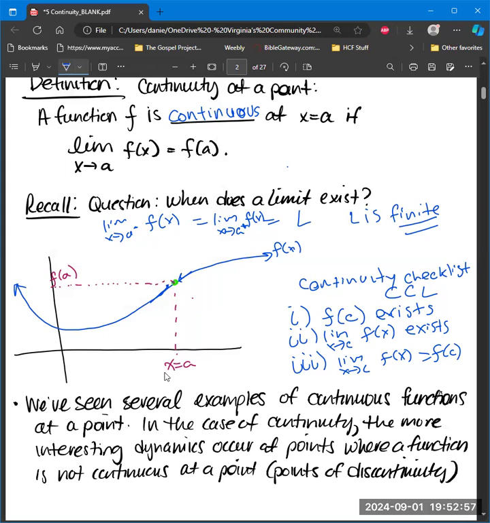So this part of the graph right around a, I'm able to draw that piece without picking my pencil up off the paper, because the limit from the left and the limit from the right equal the same thing and they equal the function value. So I can just draw that part of the graph. It's continuous there.